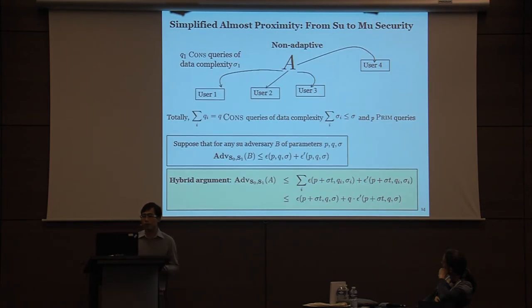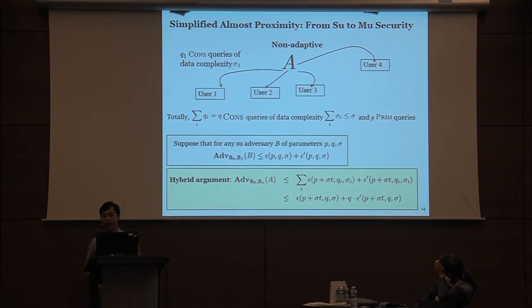Having obtained some single-user quantities, we now need to translate them into multi-user settings. For simplicity, let's start with a non-adaptive adversary A, meaning that the adversary has to fix the way it distributes the resources at the very beginning. So suppose that the adversary makes Q_i construction queries of complexity sigma_i on user i, and assume that for any single-user adversary B, its advantage is at most epsilon plus epsilon prime.